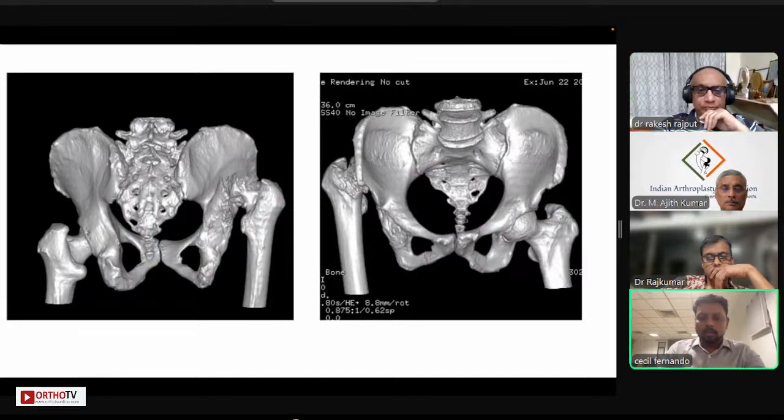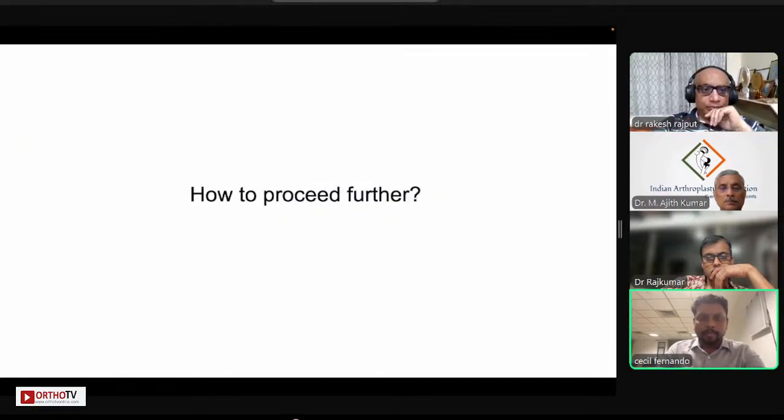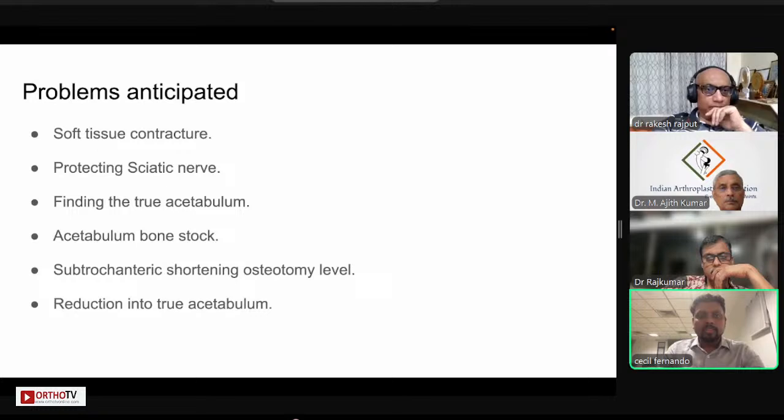Yes, sir. So proceeding further, so these were the problems that we anticipate going ahead with the case. Soft tissue contracture, we have to protect the sciatic nerve, finding the true acetabulum and acetabular bone stock, as we discussed. Planning to do a subtrochanteric shortening osteotomy, at what level and how much we are going to do. And finally, reducing the stem into the true acetabulum.